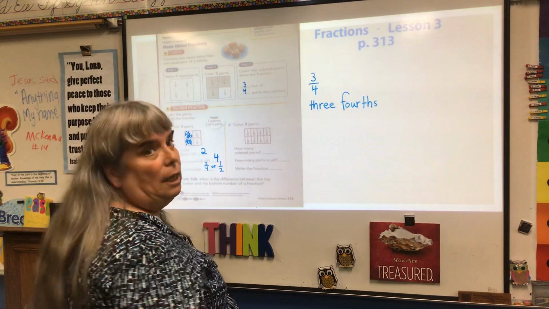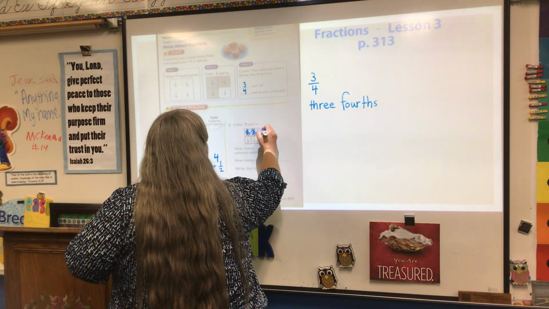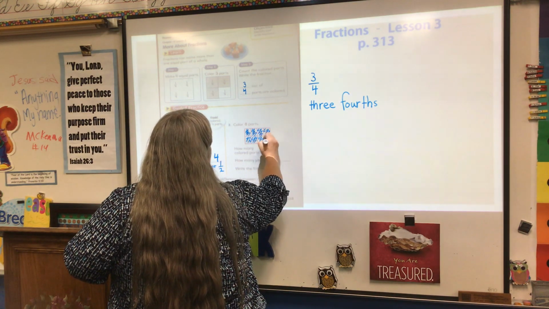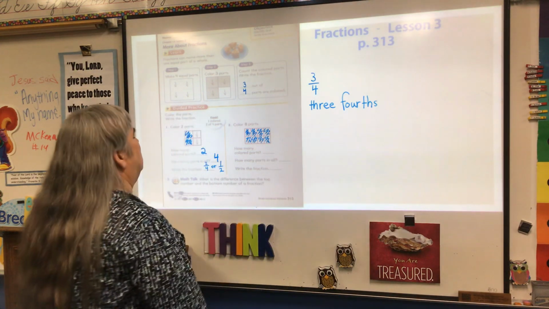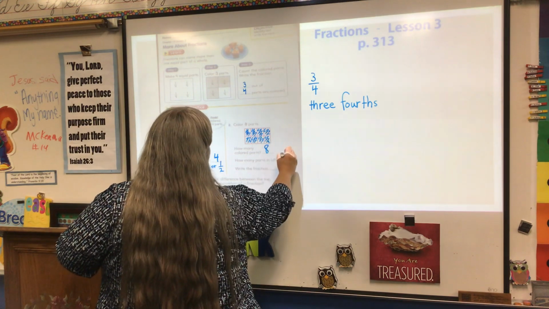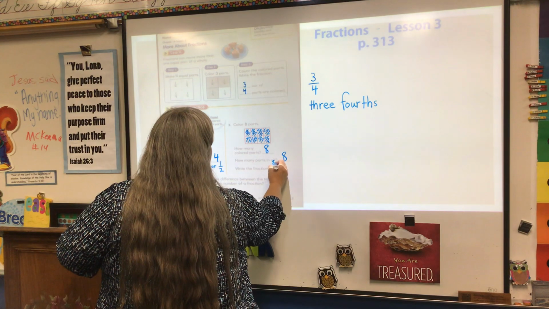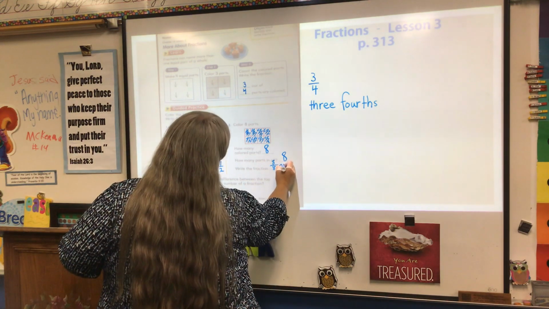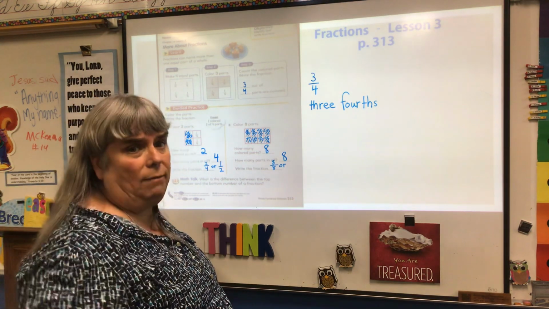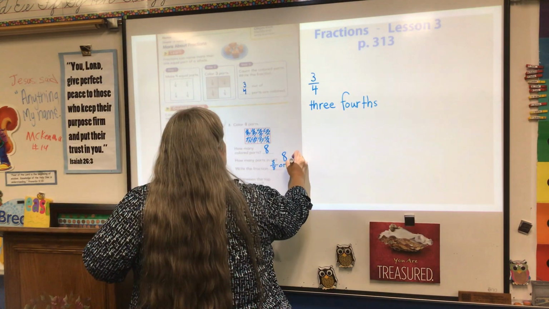How many colored parts? If we color 8 out of these 8 parts. So 1, 2, 3, 4, 5, 6, 7, 8. How many colored parts are there? 8. How many parts altogether? 8. The fraction is 8 eighths, which we talked about yesterday, whenever you have the same number on the top that you have on the bottom, you have 1 whole. So we could write that like this.